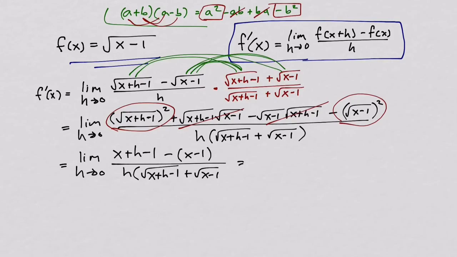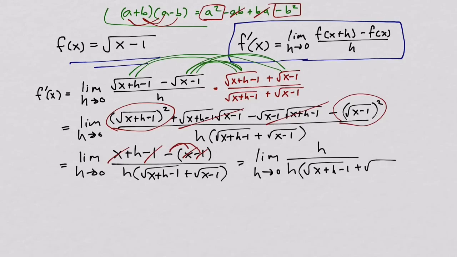So, next up, I can simplify the top. This becomes a negative x and a plus 1, which cancels with the positive x and the minus 1 on the other side. And so the numerator can be written as just h. Again, I haven't quite taken the limit yet, so I have the limit as h goes to 0 of h over h times the square root of x plus h minus 1 plus the square root of x minus 1.